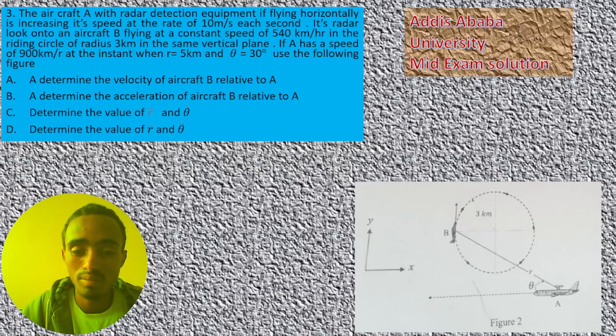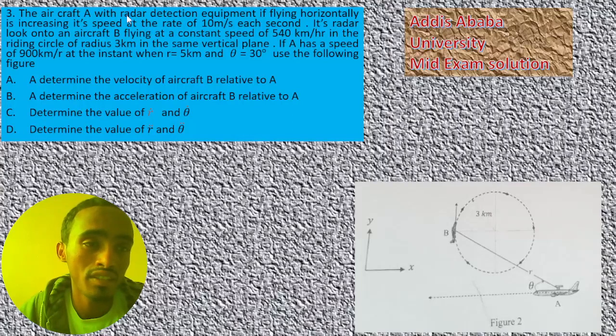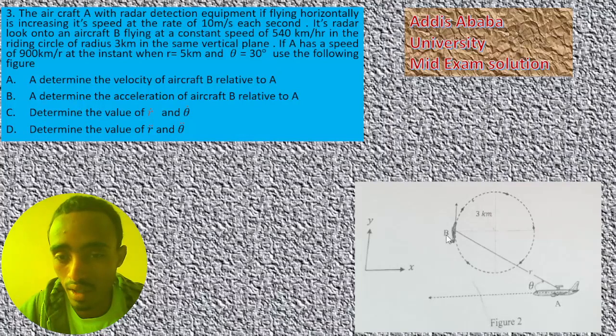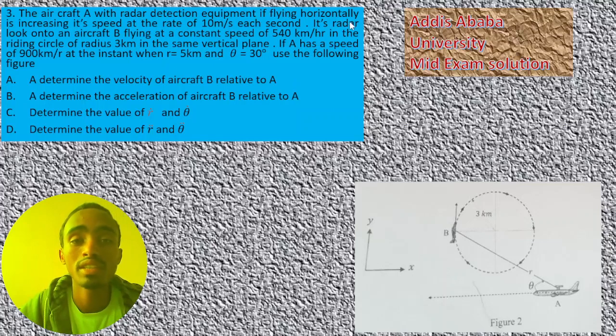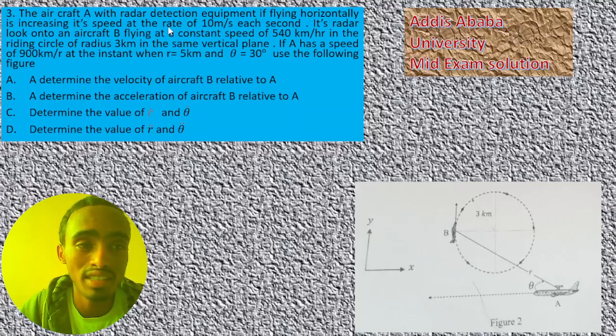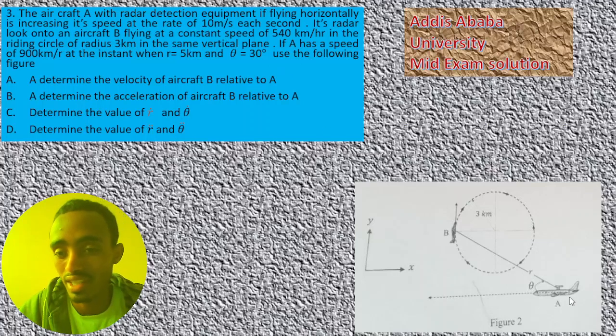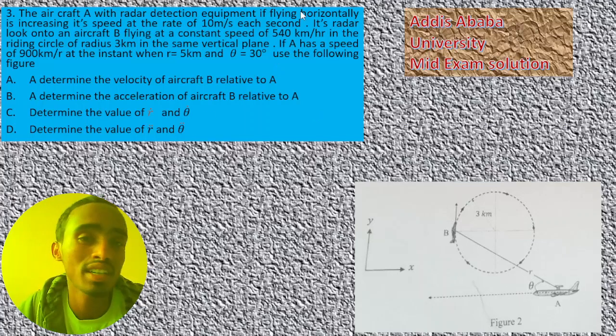Now let's jump into this problem and show every single step. As you can see here, the aircraft A with radar detection. Here we have aircraft A and B, and aircraft A moves in this direction and B in this direction. Aircraft A, flying horizontally, is increasing its speed at a rate of 10 meters per second squared. It has an acceleration of 10 meters per second squared.